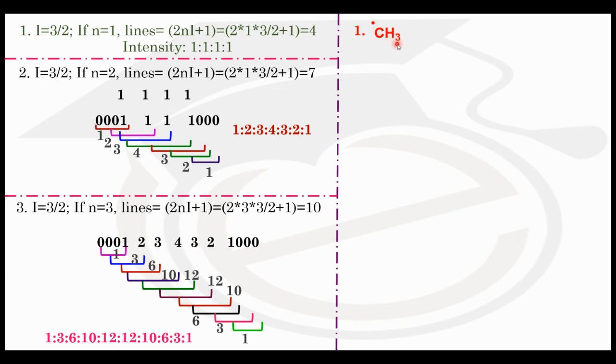So we have to find out the number of lines. Here I value is 1 by 2, so number of signals will be 2 into 3 into 1 by 2 plus 1, because 3 hydrogens are there, that is equal to 4. So we are getting 4 lines.